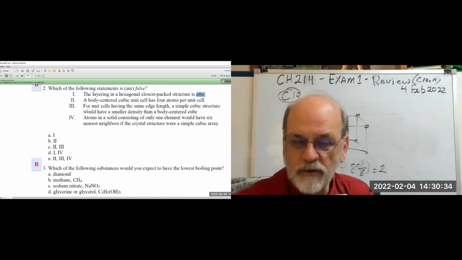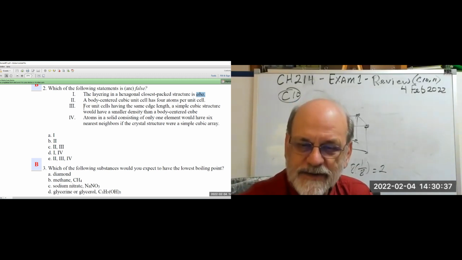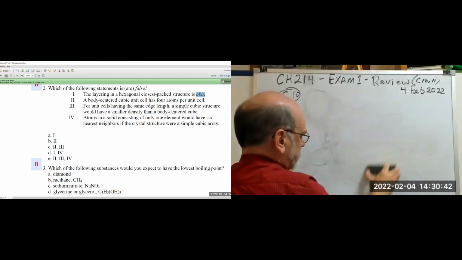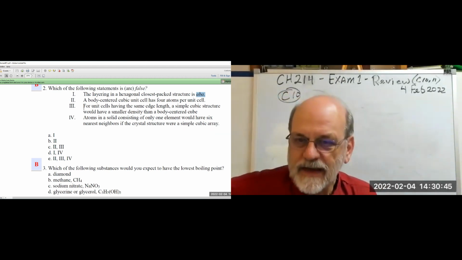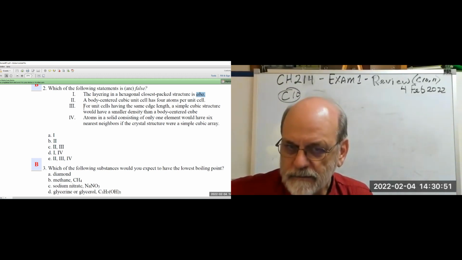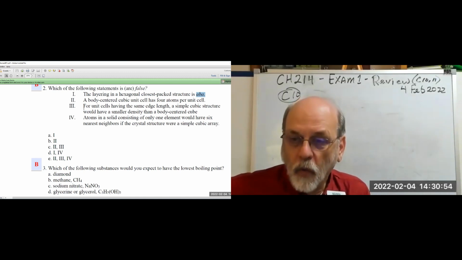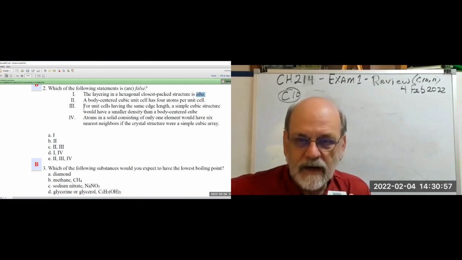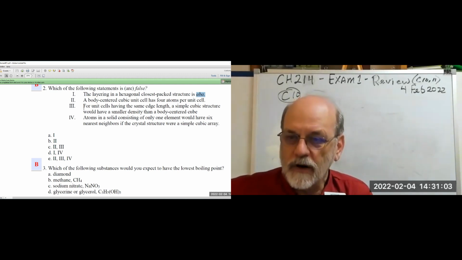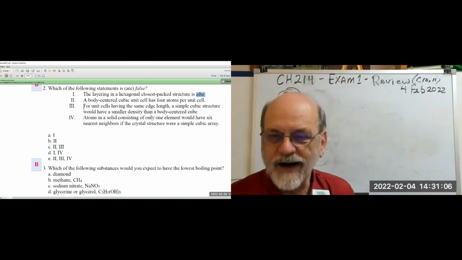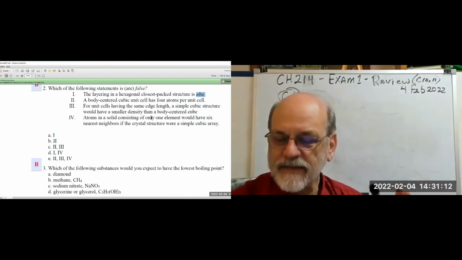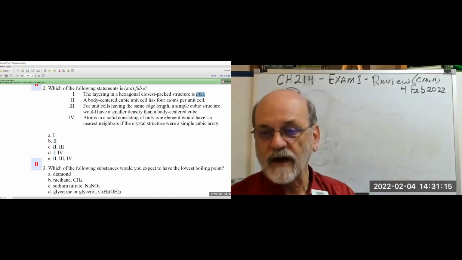So let's see what Roman numeral 3 has to say. For unit cells having the same edge length, a simple cubic structure would have a smaller density than a body-centered cube. Right? What is it that determines density? It's mass per volume. So if the edge length on a cube is the same, that means the unit cell has the same volume.